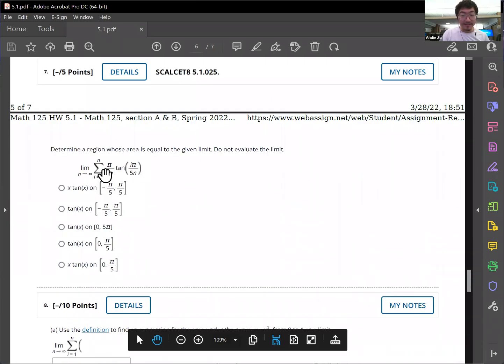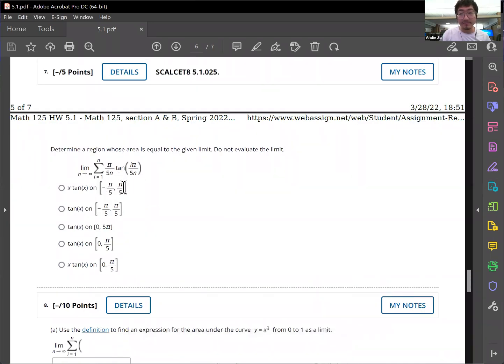Number 5 is going to be pi over 5, and this is the interval. So the interval is pi, so it's b minus a. Number 7 here is b minus a, which is going to be pi. And then always just to make sure, it's going to be pi over 5. Or is it going to be tangent of i pi over 5n? So this is the width, and this is x.